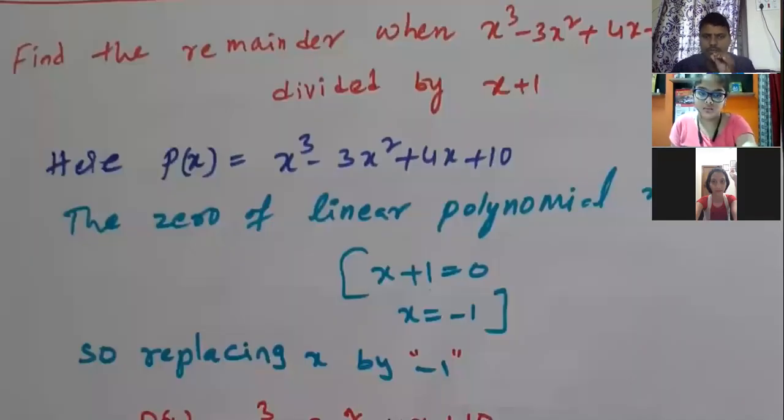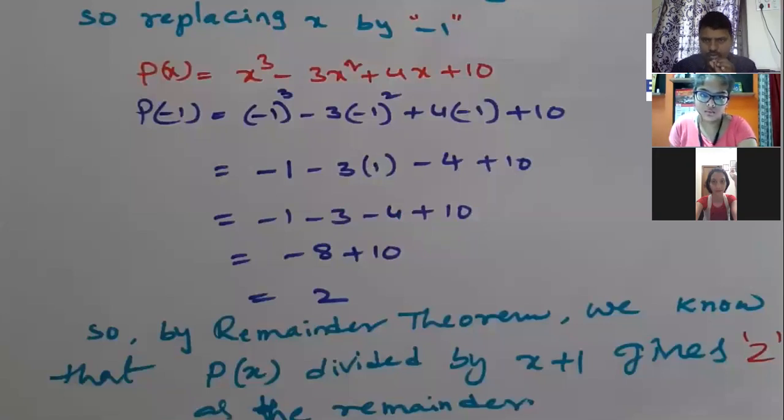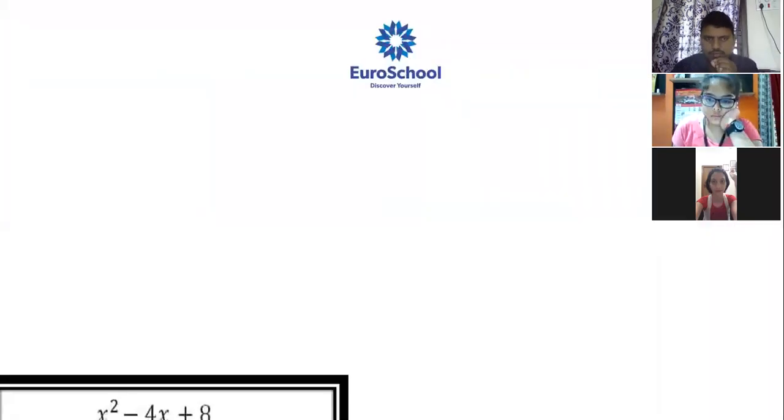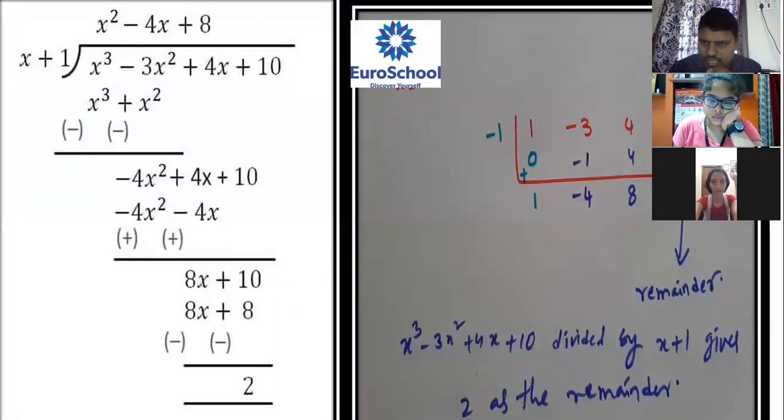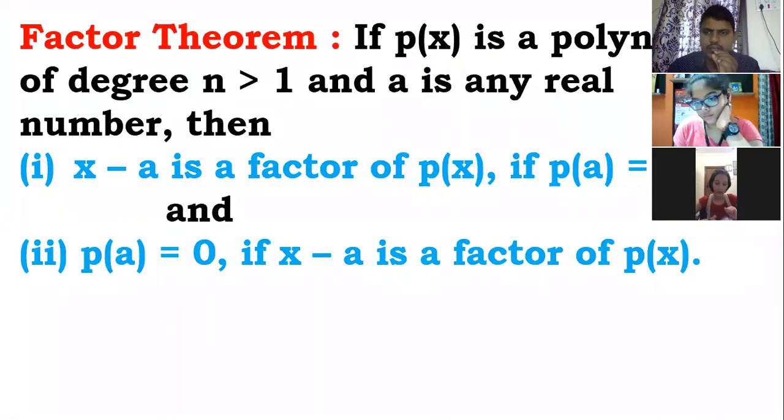After that, we did this method also: either substitution method, or long division, or synthetic division. We discussed three methods on the same sum last class. Now, today's topic is the factor theorem. Previously, in the remainder theorem, you would get p of a as the remainder. Factor theorem means the remainder should be 0. Please copy these three lines.